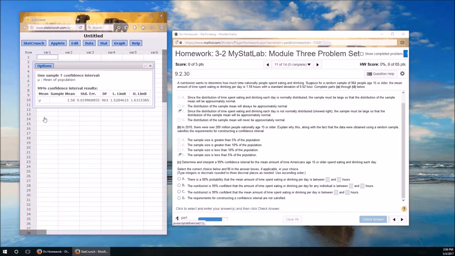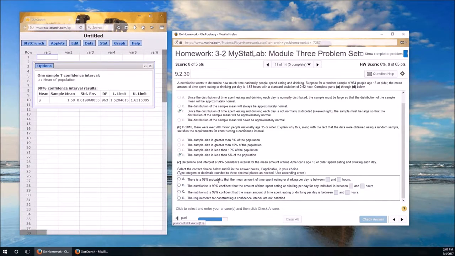There are the results. So it's telling us that we're calculating a confidence interval for the population mean based on the sample mean of 1.58. Double check, okay. The standard error, which we know is equal to s divided by the square root of n. Degrees of freedom will be n minus 1. The lower limit, the upper limit. So we're 99% confident that the true population mean, mu, is between 1.53 and 1.63.